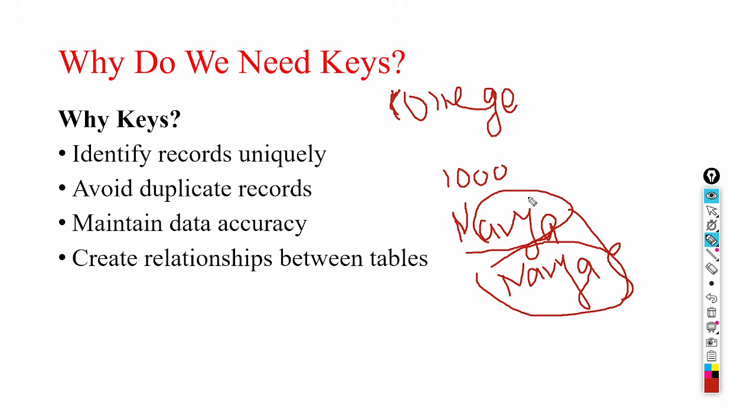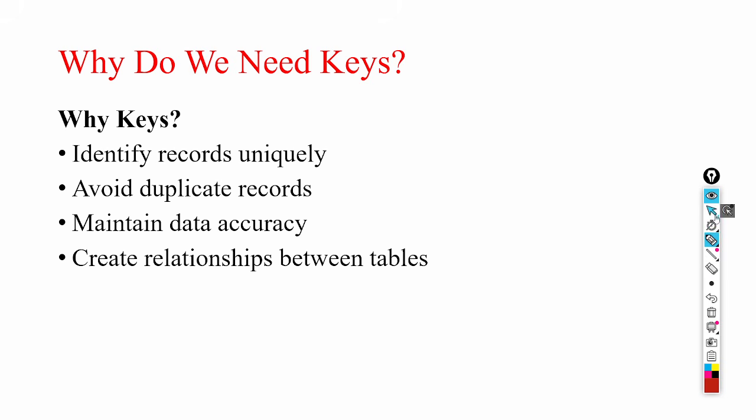Therefore, we need a unique identifier. This unique identifier we call a key. Keys help the database identify records without confusion and maintain accuracy. Keys identify records uniquely, avoid duplicate records, and maintain data accuracy. Accuracy means correctness. Keys also create the relationship between the tables.